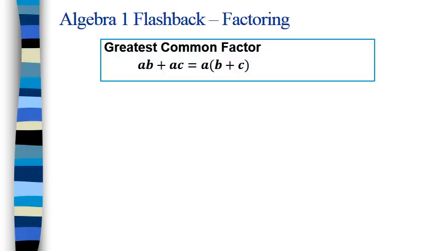So first, let's flash back to Algebra 1. One of the first things we learned was the distributive property, and then you learned that you could undo the distributive property, and that was called using the greatest common factor, and this will still always be the first thing you look for. So when we have a polynomial with more than one term, we are going to look to see if there is a common factor in all of the terms. And in this case, you can see that the a is a common term, and so we can factor out a, and we're left with b plus c.